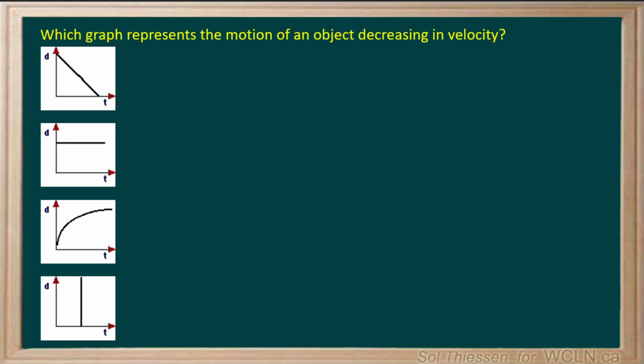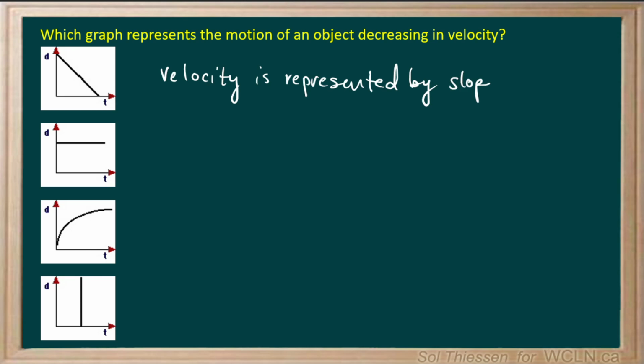Which graph represents the motion of an object decreasing in velocity? So if we consider each of these graphs to be a displacement versus time graph, then we know that velocity is represented by slope, and that's specifically for a displacement versus time graph.